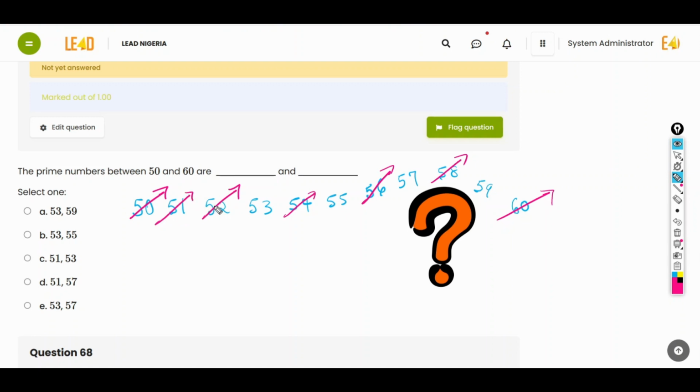53 cannot be divided by any other number. So 53 is good. 55 can be divided by 5, so this is obviously not among them. 57 again can be divided by 3. 5 plus 7 is 12, and since 12 can be divided by 3, 57 can be divided by 3. So this is also out. So the only options that we have are 53 and 59. 59 cannot be divided by any other number. So the correct option is option A.